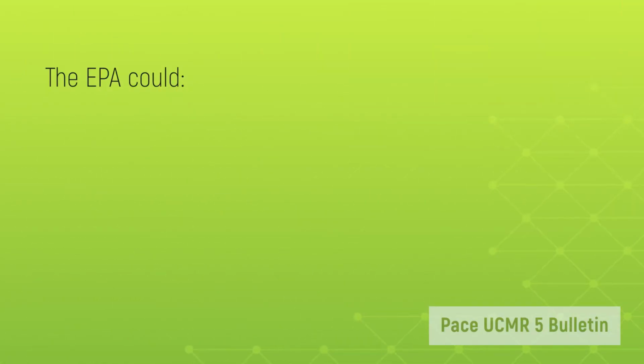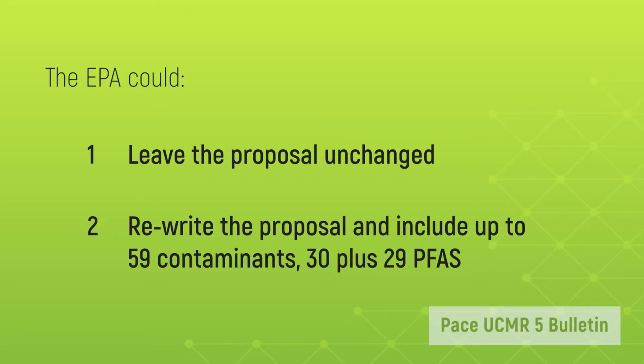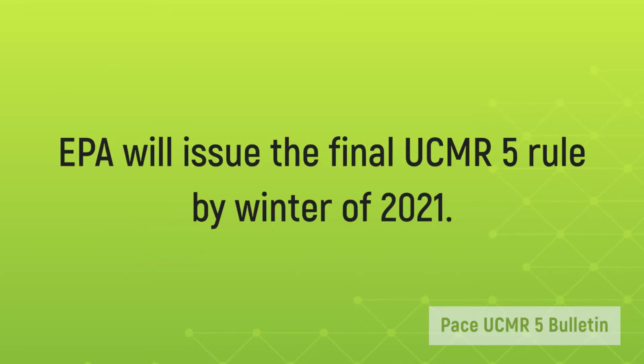The EPA could 1. Leave the proposal unchanged. 2. Rewrite the proposal and include up to 59 contaminants, 30 plus 29 PFAS. EPA will issue the final UCMR 5 rule by winter of 2021.